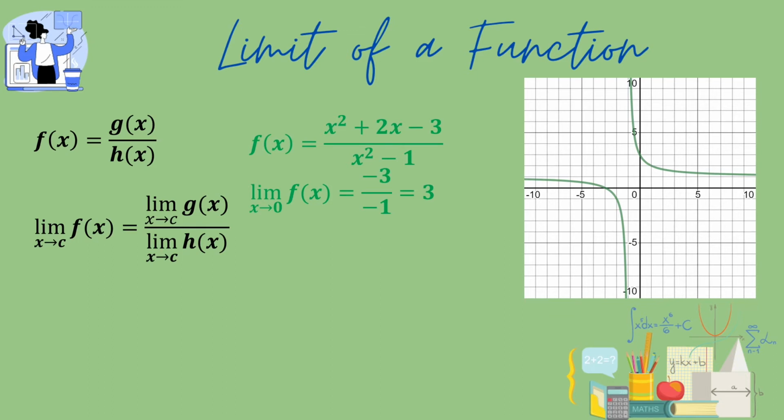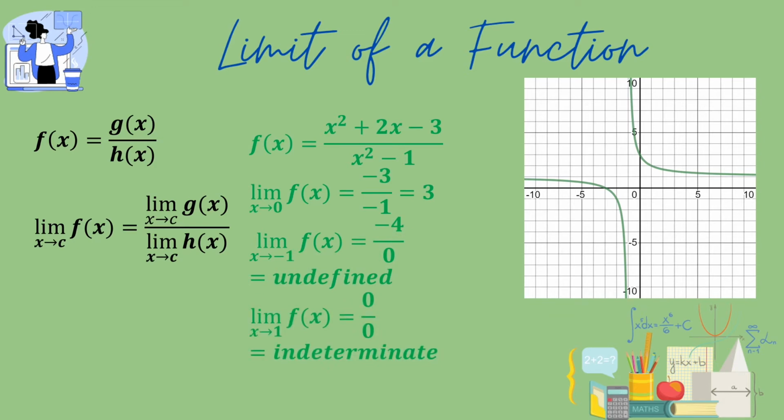In the graph, we observe that the curve is asymptotic to x equals negative 1. But there is no function value at negative 1. Applying the algebraic technique, we obtain negative 4 over 0, which is undefined. And therefore, there is no such value that y approaches as x approaches negative 1. When x equals 1, substituting this to both the numerator and the denominator leads to a 0 over 0, which is indeterminate.